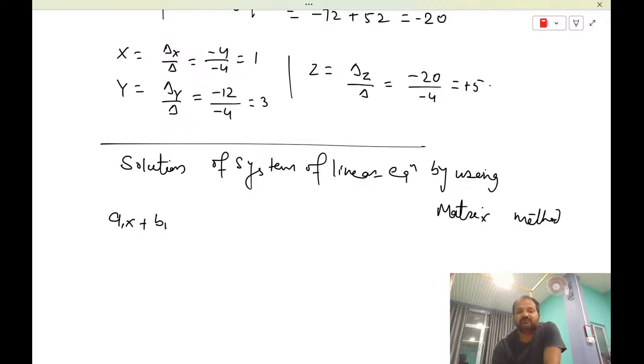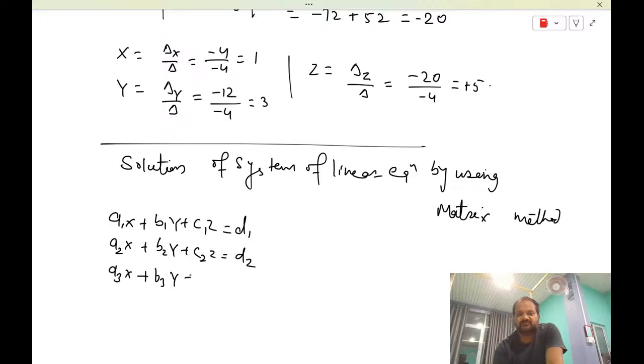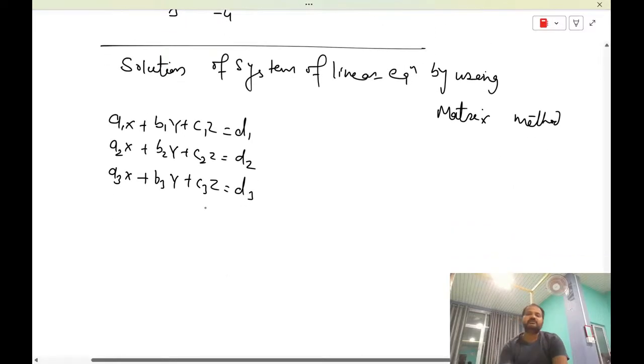Again we are writing the system of linear equations: a1x plus b1y plus c1z is equal to d1, a2x plus b2y plus c2z is equal to d2, and a3x plus b3y plus c3z is equal to d3. So here we can see the system of three linear equations is given.